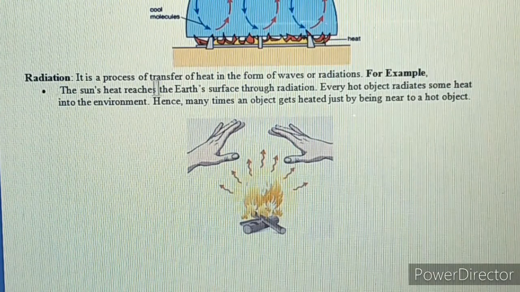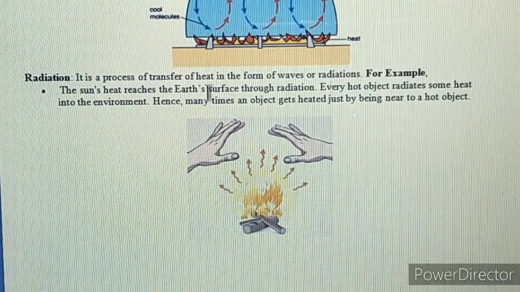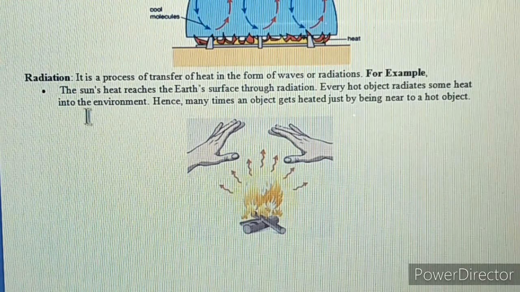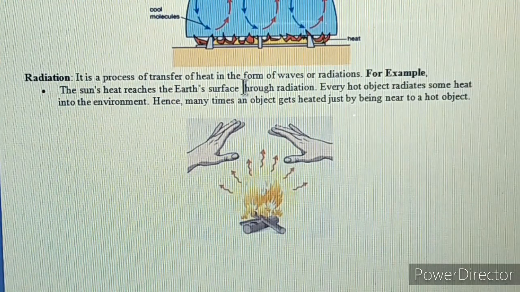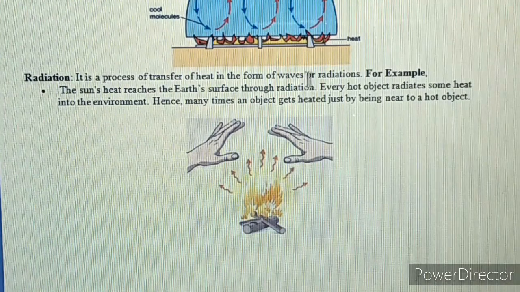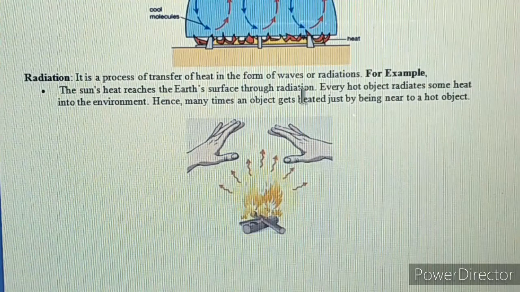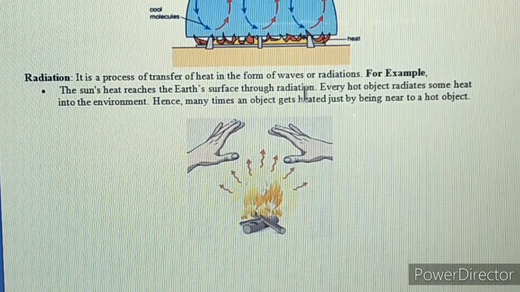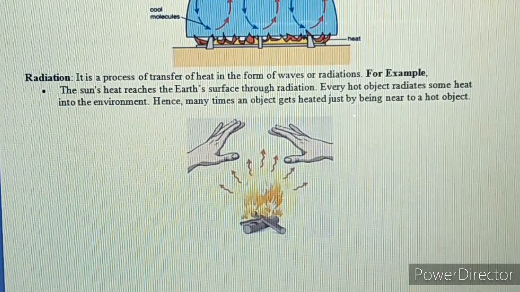The sun's heat reaches the earth's surface through radiation, because between the sun and earth there is a vacuum. So even in the vacuum, the heat of the sun reaches the earth's surface, and that is due to what? Due to waves, in the form of infrared radiations. That is the third process by which heat transfers.